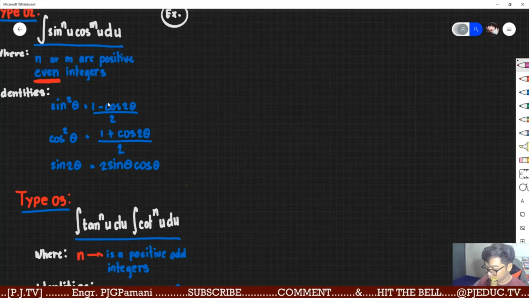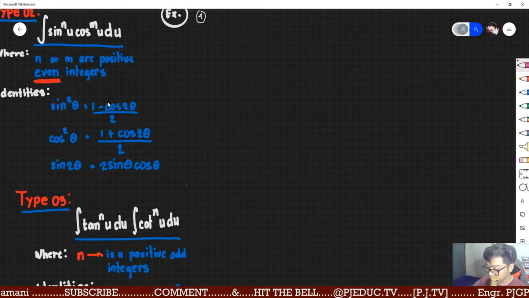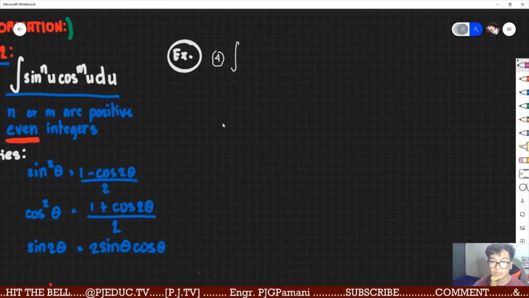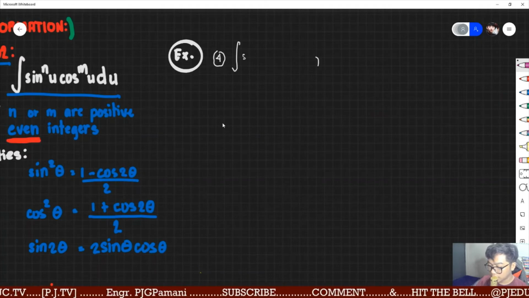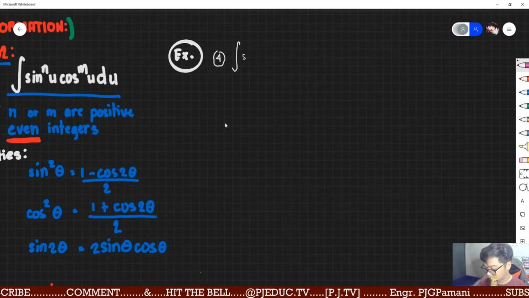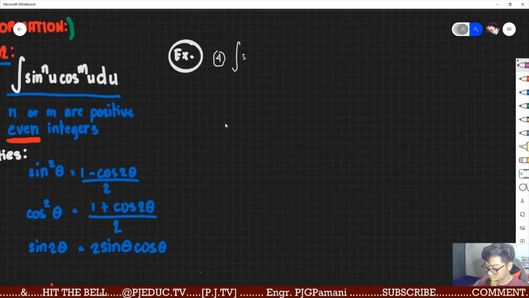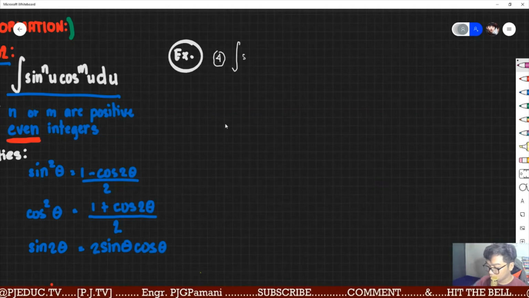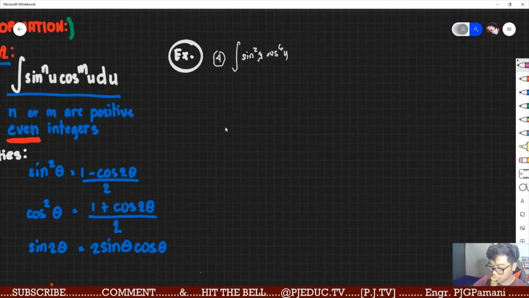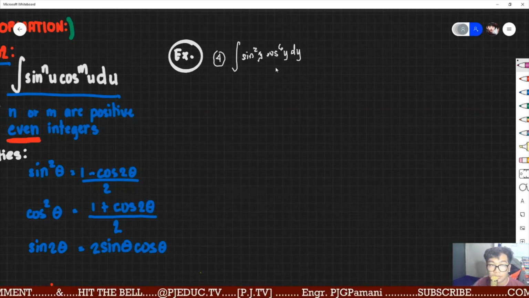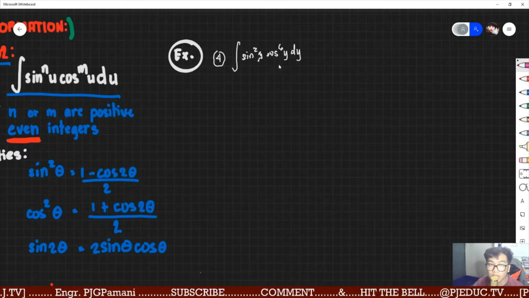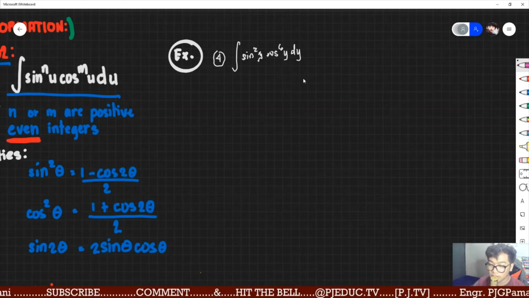Now, for your fourth problem, ito medyo matatagalan tayo dito ha. Evaluate the indefinite integral of sine 2y times cosine raised to the 6y dy. Again, evaluate the indefinite integral of sine 2y times cosine raised to the 6y dy.